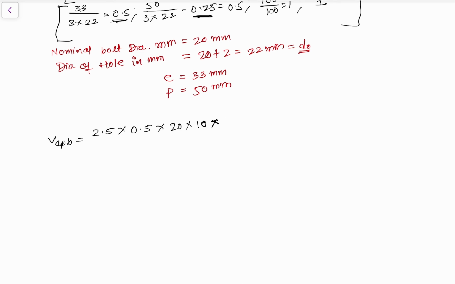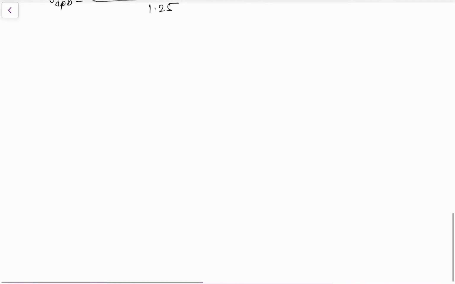410 divided by the partial safety factor 1.25. So we got 82,000 Newton. Let's consider it in kilonewton, 82 kilonewton, right? Now here we need to calculate our answer for the bolt.